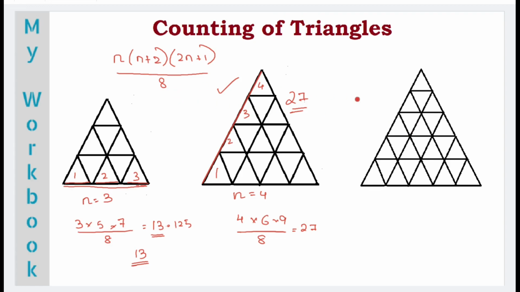Same formula can be used to find the answer for this image as well. In this image, what is n? n is 5, and if we use this formula, we get the answer as 48. Remember, if this formula gives a decimal answer, just consider the whole portion of it. The fractional part can be ignored.